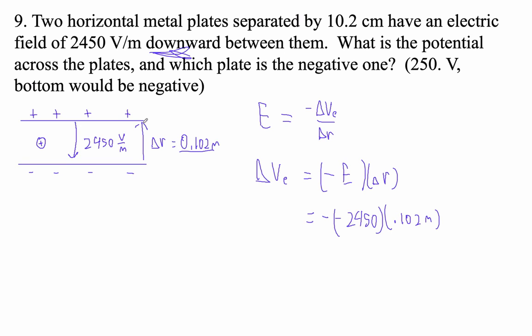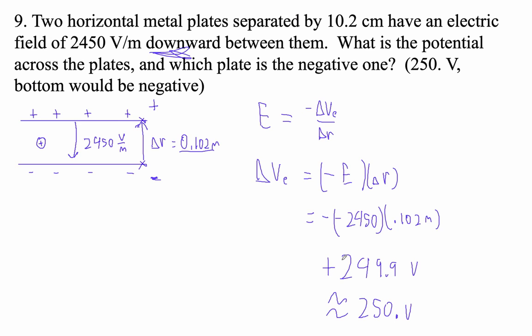I started here, I went there. So our change in voltage, if I go from here to here, is going to be a positive change. Let's go 2450 times 0.102. It's positive 249.9 volts, or about 250 volts. Now, keep in mind, I started here and I went there. So if going to the top plate changes the voltage by a positive amount, then the top plate is positive and the bottom plate is negative.